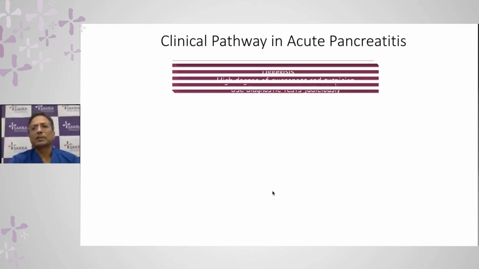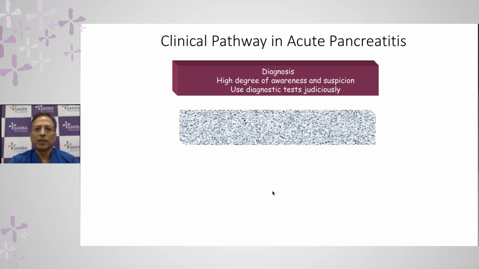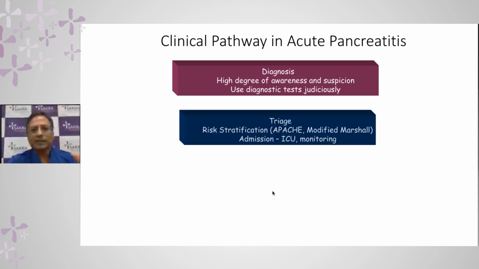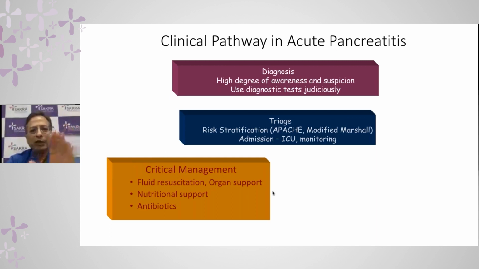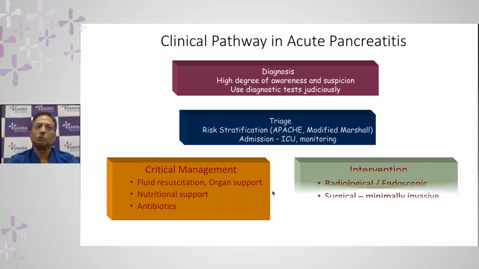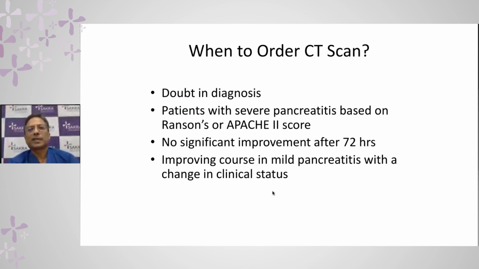So this is the clinical pathway in acute pancreatitis. You need to have a diagnosis and use diagnostic tests judiciously. Triage the patient; high risk, critical patients go to the ICU and monitoring. And then you have initial management of fluid, organ support, nutrition support, antibiotics, and you have to decide when to do intervention. This, in a nutshell, is how the patient's clinical pathway will progress. Now the key question: when to order a CT scan? It's a matter of debate, and we always see multiple CT scans done for patients with suspected acute pancreatitis.